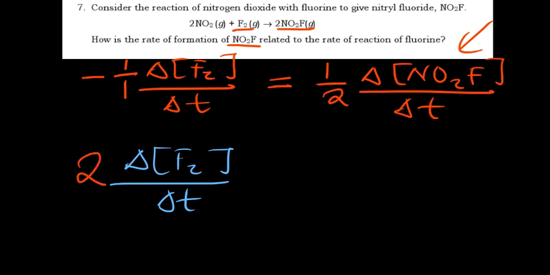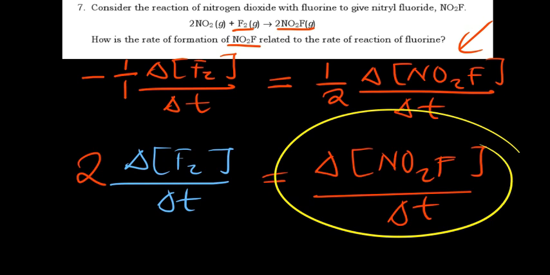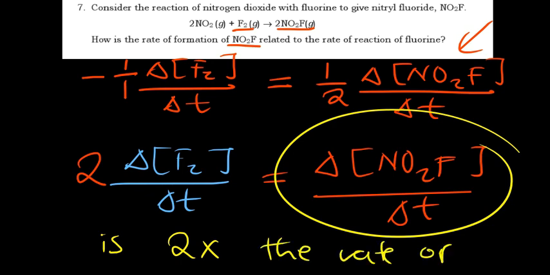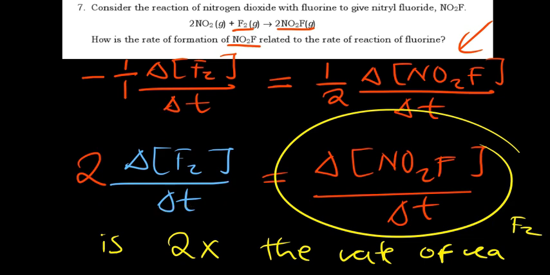So the 2 will appear on this side, and then you have the rate of nitric fluoride formation being equal to that. So the conclusion here is the rate of formation of nitric fluoride is twice the rate of reaction of what? Fluorine. As we can see, it's twice the rate of the reaction of fluorine. That's the basic idea for question 7.